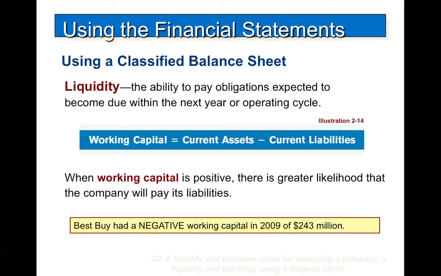Working capital is one measure, which is the difference between the amounts of current assets and current liabilities. When working capital is positive, there is greater likelihood that the company will pay its liabilities. When working capital is negative, a company might not be able to pay short-term creditors, and the company might ultimately be forced into bankruptcy. Best Buy has negative working capital. It does not necessarily mean the company has liquidity problems, but it does warrant further investigation.